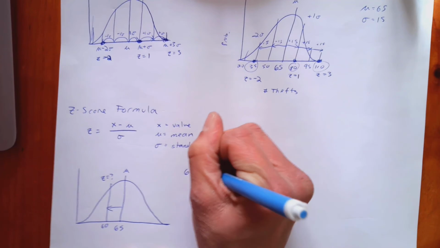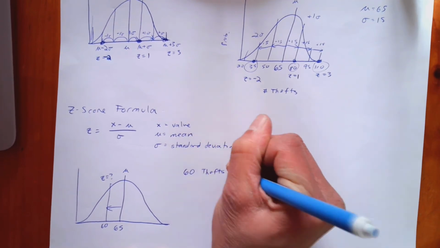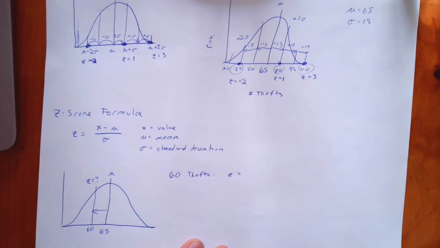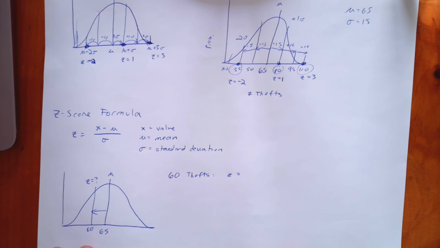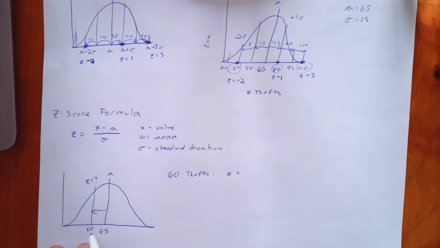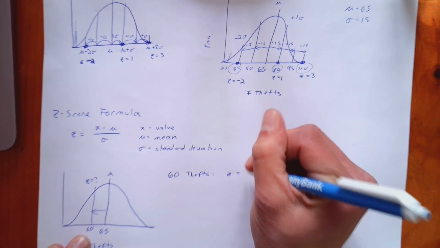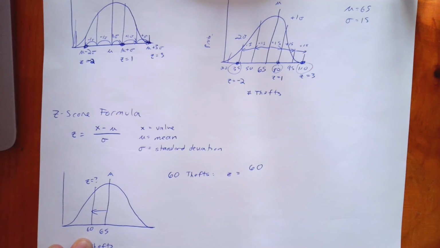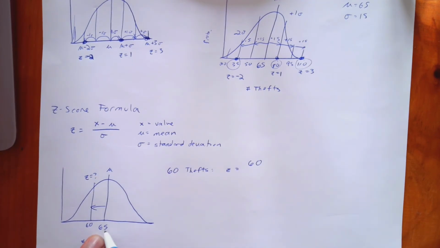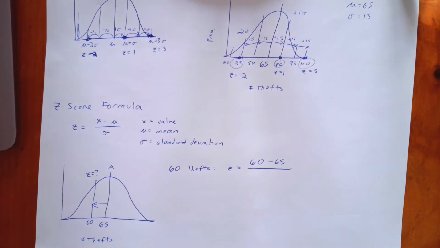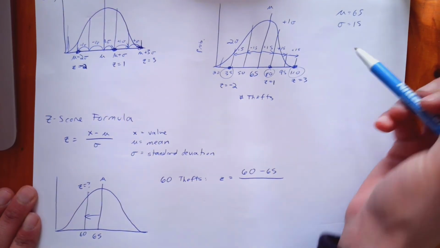So for 60 thefts, we're looking for a z-score. The first thing we're going to plug in is our value of interest. And in this case, our value of interest is going to be 60. We're also going to plug in the mean for our normal distribution. Here, our mean is equal to 65. And then we're going to divide everything by the standard deviation for our normal distribution, which in this case is 15.